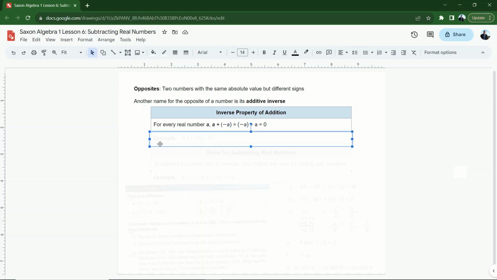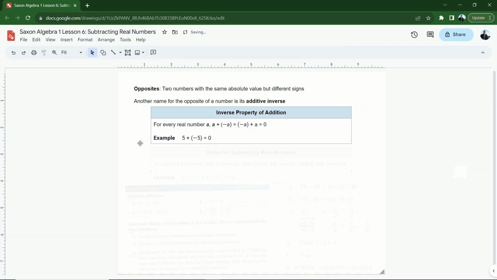So let's take a look at an example of that. If we take the number 5 and we add the opposite of 5, we get 0. If I take the number 1/2 and I add the opposite of 1/2, I get 0. Pi plus the opposite of pi gives me 0. That's the inverse property of addition. One of the simplest mathematical properties to work with.